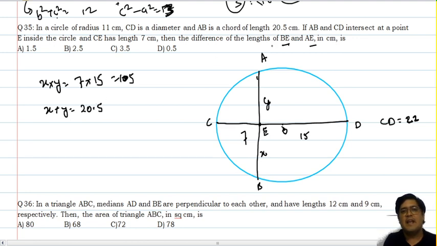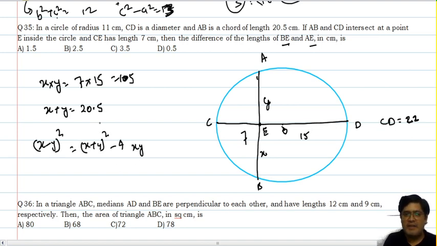The question says, can you find the difference? I can think of a method as (X minus Y)² is equal to (X plus Y)² minus 4 times XY. And you have access to a calculator in the exam. You can put values and get your answer faster here.